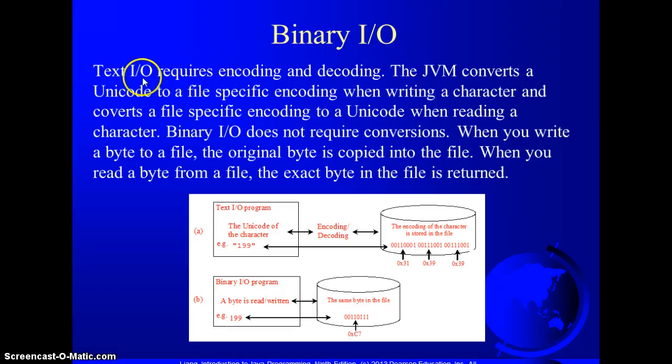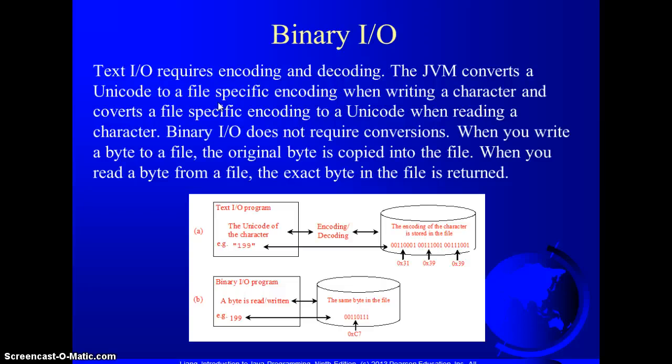Text IO requires encoding and decoding. So the JVM converts a Unicode to a file-specific encoding when writing a character, and converts a file-specific encoding to Unicode when reading a character. Binary does not require conversions. That's what I just told you, right? Text, we require that. Unicode is a standard, like we have ASCII, and then we have Unicode for international, right?